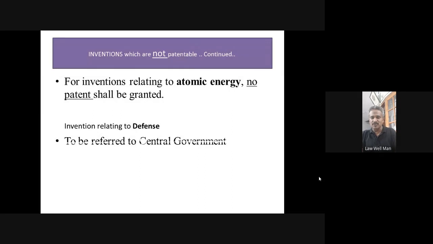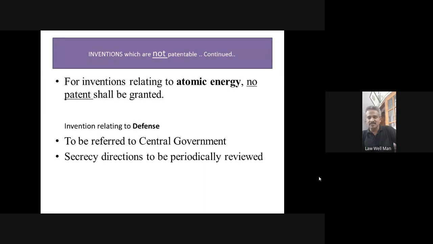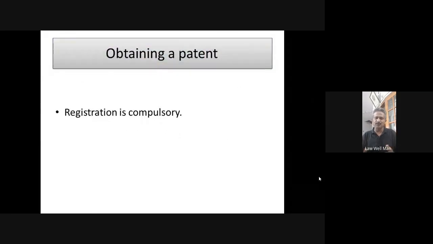Okay, so invention relating to defense to be referred to the central government, the secrecy direction to be periodically reviewed, and things like that. Now we understood what are the requirements of a patentable invention. Now, how to obtain a patent? That's a question that should follow logically. That's how it's arranged as well. Now the question is obtaining a patent.